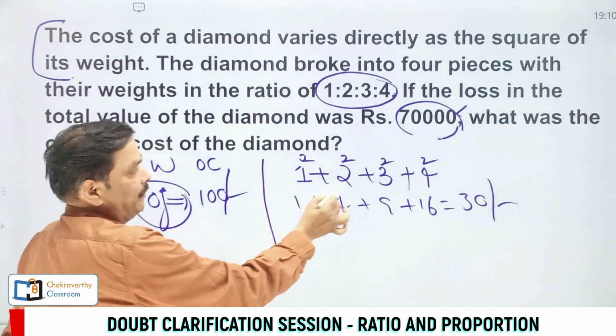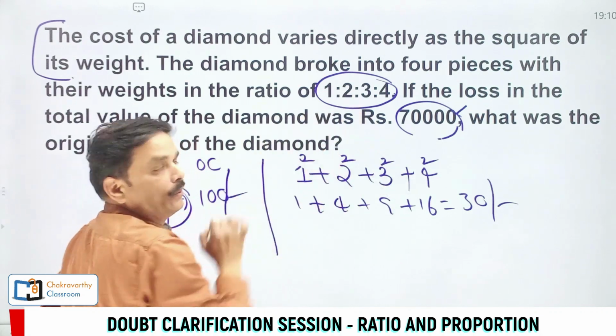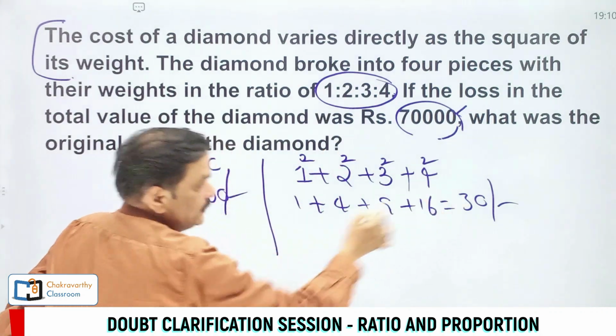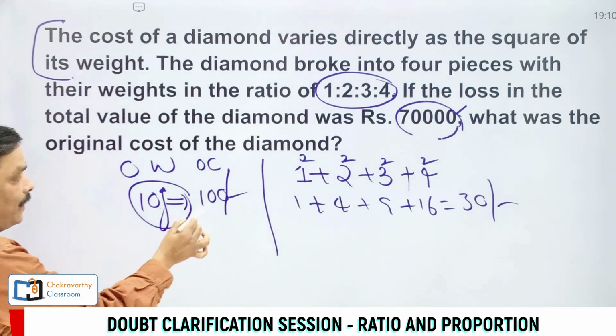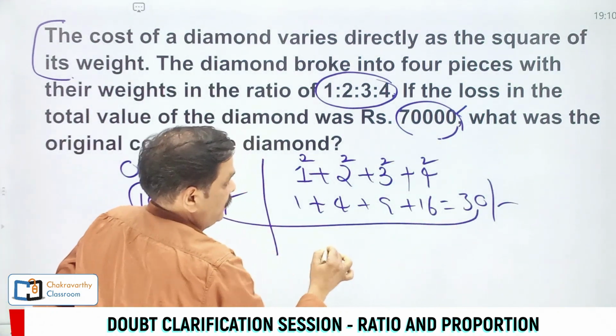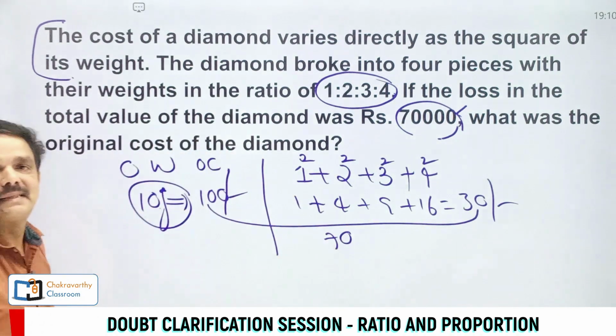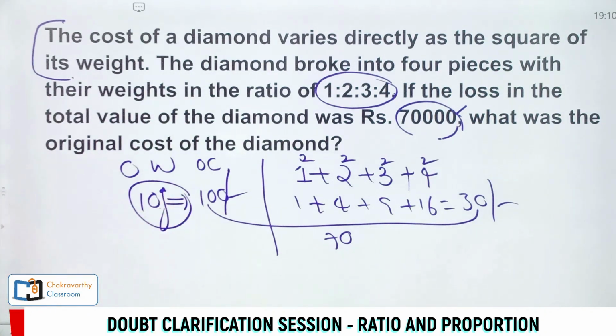Now here, the weights of the pieces are 1, 2, 3, 4 according to this. Now here the cost is 30 rupees. Now what is the loss here? 100 minus 30, 70 rupees is the loss. As far as these figures are concerned.